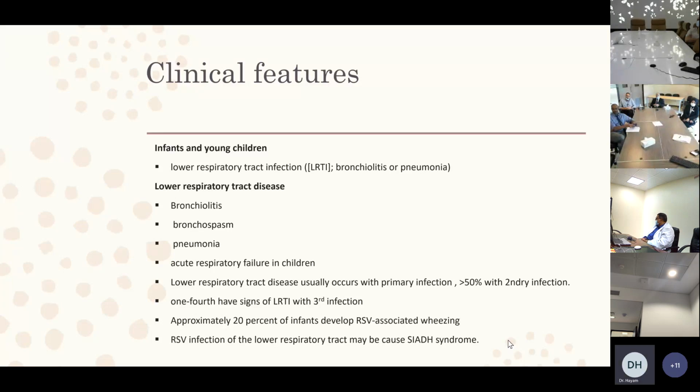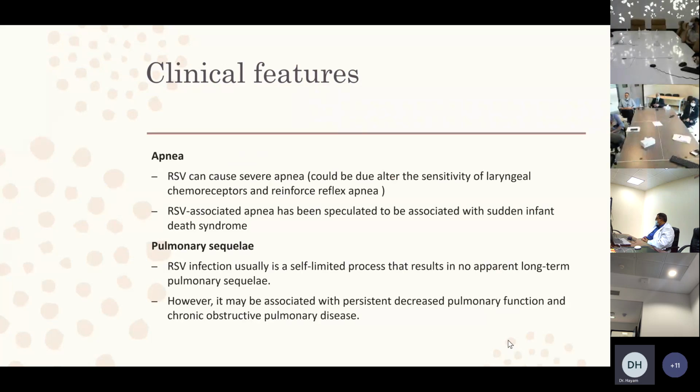RSV infection of the lower respiratory tract may be associated with sudden infant death syndrome, especially if the patient is ventilated. As we said, it can cause apnea, and the mechanism is not clear, but they said that the sensitivity of the laryngeal chemoreceptor is altered, and it reinforces the reflex of apnea. Usually, RSV by itself is a self-limited process and doesn't seem to have long-term pulmonary sequelae. However, it could be associated with persistently decreased pulmonary function and chronic obstructive pulmonary disease.